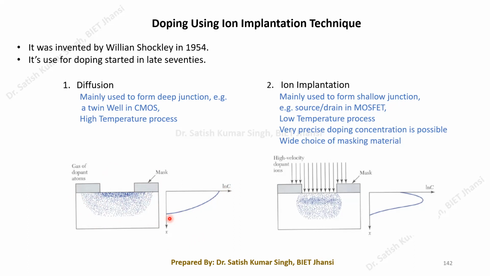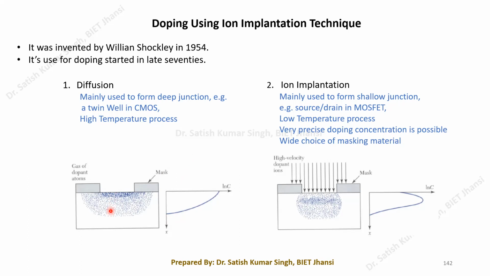Okay, one more thing that I explained about the diffusion process is that we can form very deep junctions. Because of the diffusivity of our impurity atoms, this impurity can go deep into our substrate. And generally the diffusion process is a high temperature process.